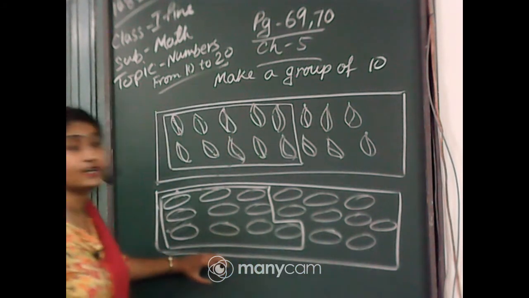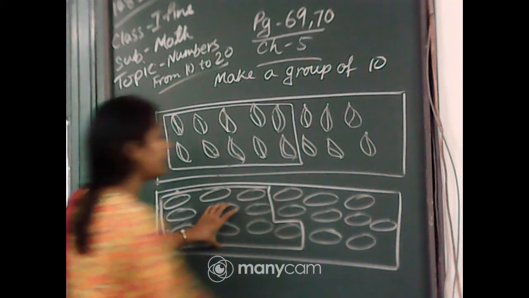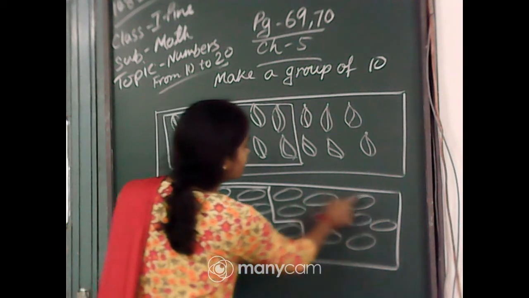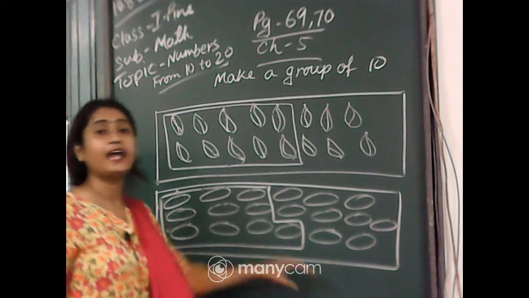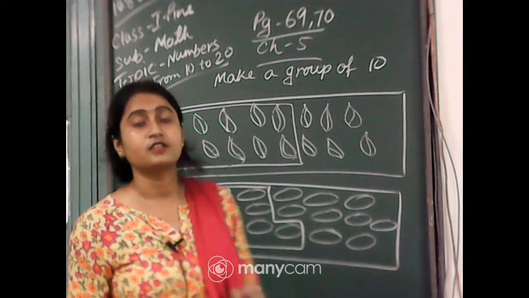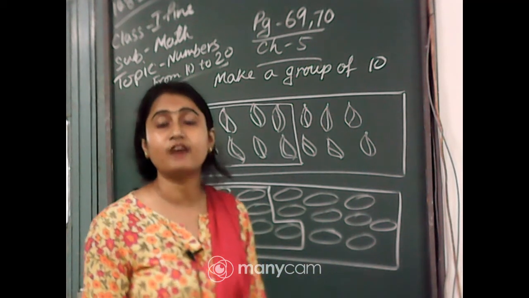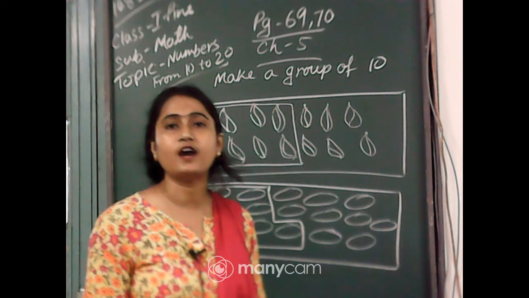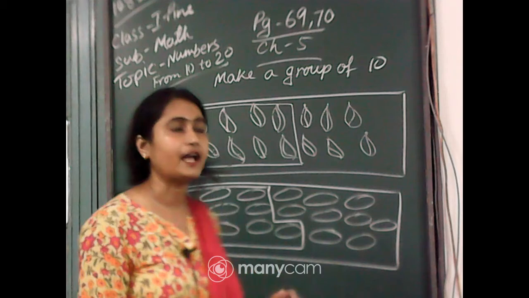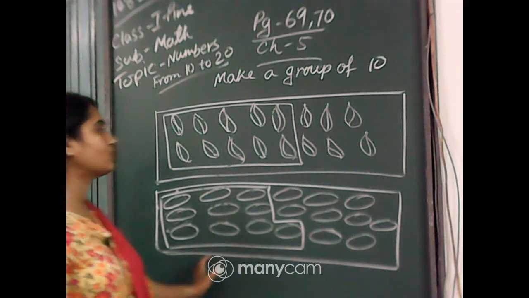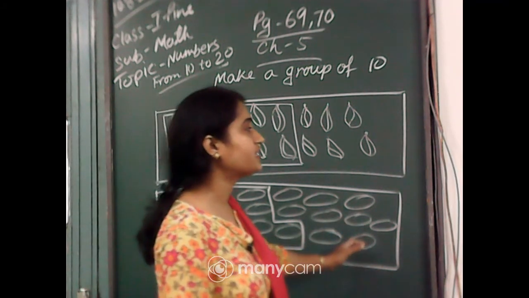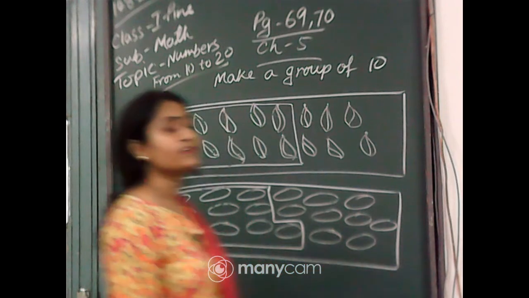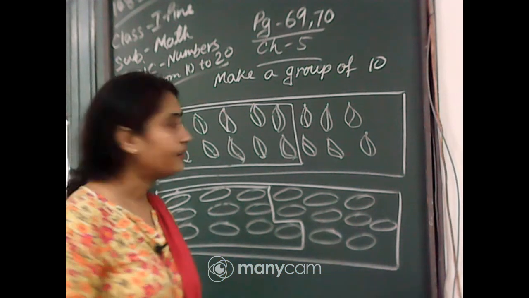Look, you can count it very easily. 1 ten and 1, 2, 3, 4, 5, 6, 7, 8, 9. 1 ten and 9 ones. That means what will be the number? 1 ten and 9 ones equal to 19. 10 chocolates are in a group. 9 chocolates are not in a group. Okay. So the number will be 19. Fine. Very good.